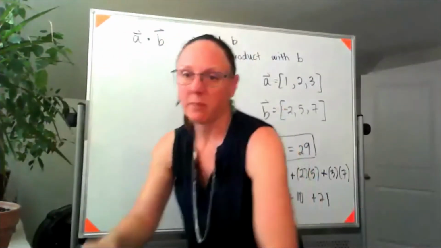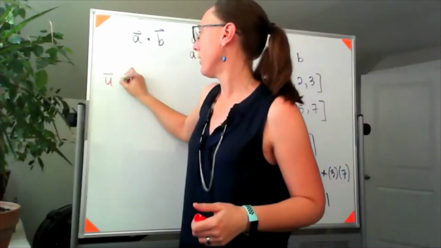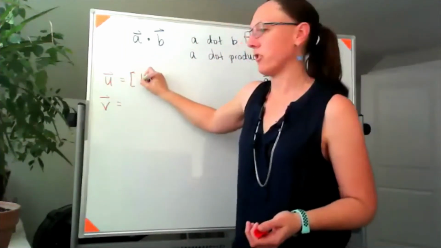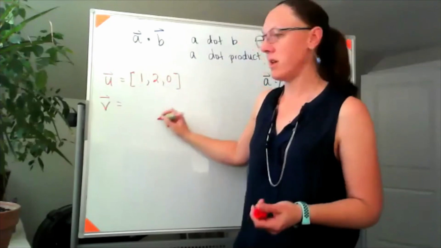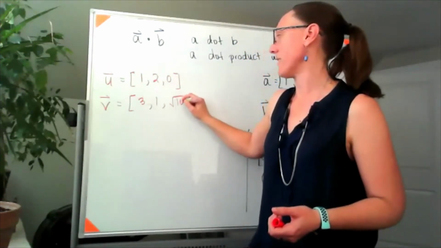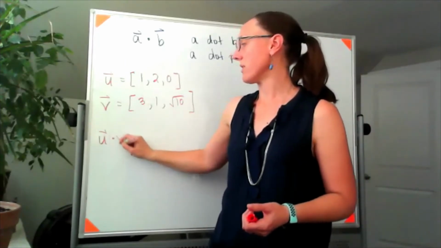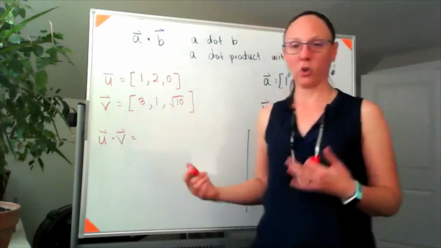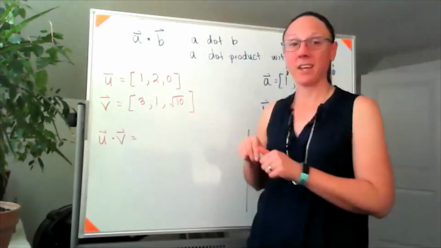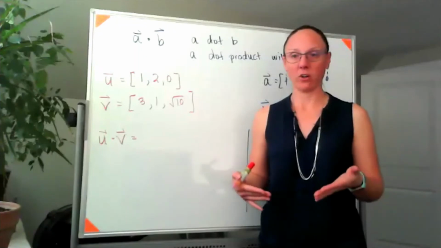So let's say I have another example, and I'll call my vectors here U and V this time. So my U vector is going to be the vector 1, 2, 0, and my V vector will be 3, 1, square root of 10. And I just want to start by finding U dotted with V. So U dot V. Again, to practice how we get this, my dot product is always a number, or sometimes we refer to that as a scalar.